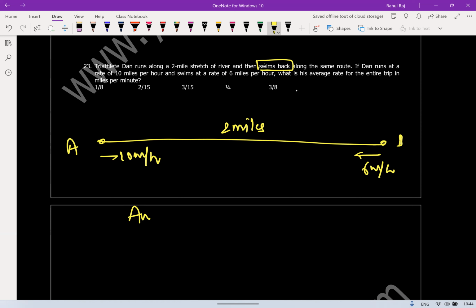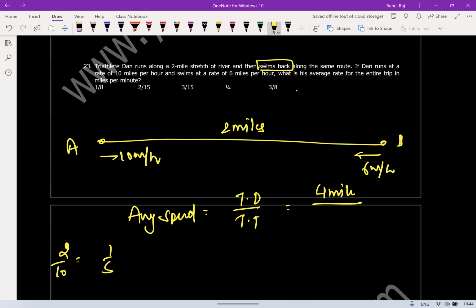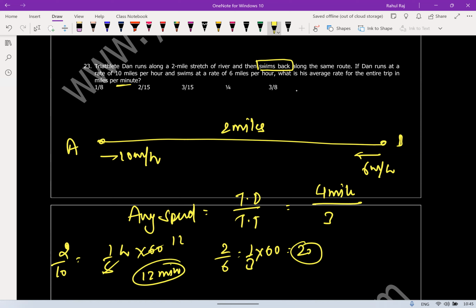So average rate is nothing but average speed, what I've told you. Total distance by total time taken. Do not be confused at all. Total distance is 4 miles, going from A to B and coming back from B to A. What is total time taken? What is time taken to go? 2 by 10. That is 1 by 5 hour. And you have to convert it to minutes because the question is asking in minutes. So 1 by 5 into 60, 12 minutes to go from A to B. And what is time taken from B to A? 2 by 6, that is 1 by 3 hours into 60, that is 20 minutes. So total time taken is 12 plus 20, that is 32 minutes.